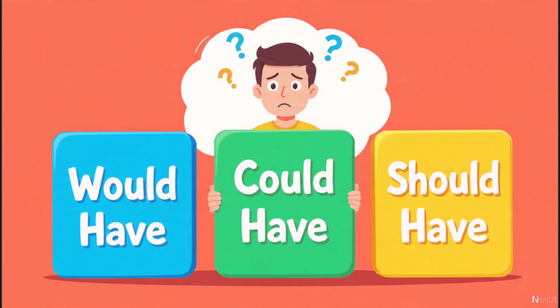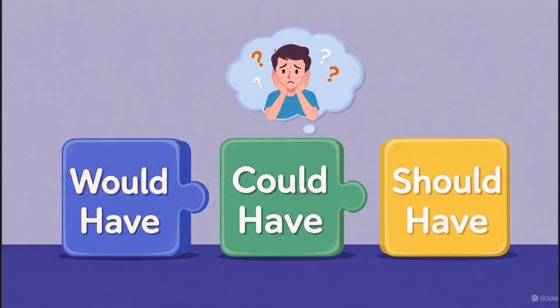Part 1. The Basics of Modal Verbs in the Past. Welcome to our lesson on 3 of the most common and often confused phrases in English: would have, could have, and should have. These are all modal verb phrases. We use them to talk about past possibilities, things that did not actually happen, but we are imagining them now.